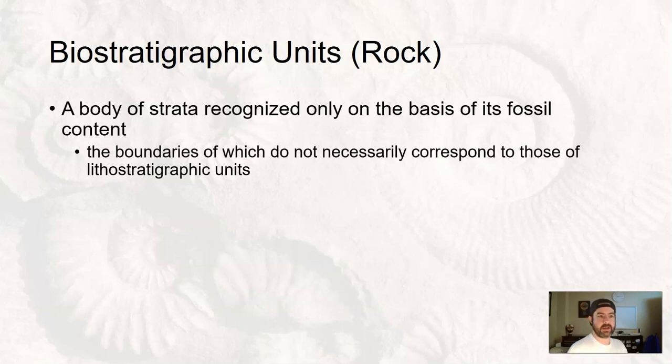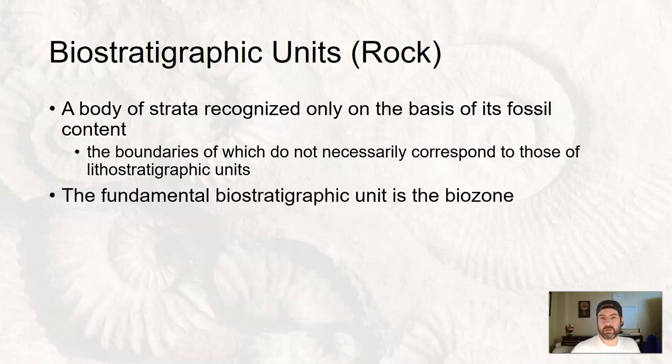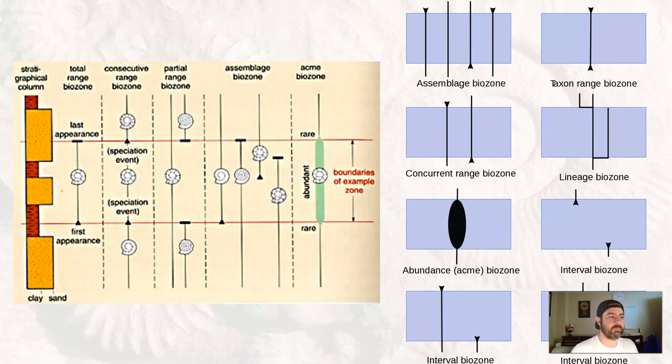Biostratigraphic units are bodies of strata recognized based only on the fossil content. All right, so looking at rocks by not necessarily rock content, but now fossil content. The boundaries do not necessarily correspond to those of the lithostratigraphic units. The fundamental unit here is the biozone. We're not going to talk too much about this stuff, but the different biozones include total range, consecutive range, partial range, and assemblage biozones. Again, we're not going to talk too much about these, but I thought I'd mention that. Let's move on.